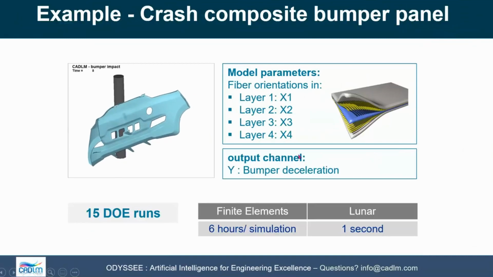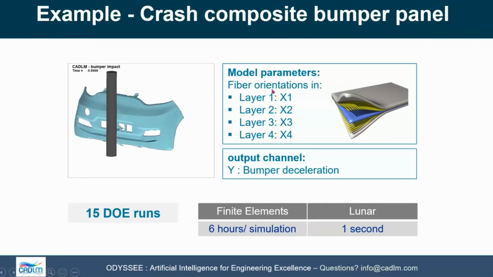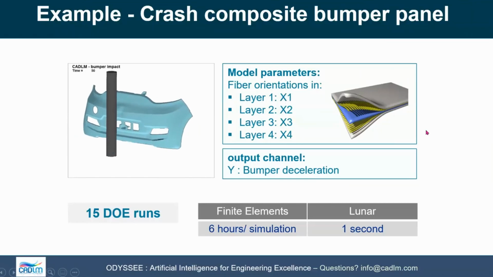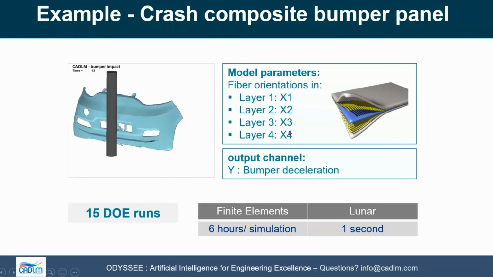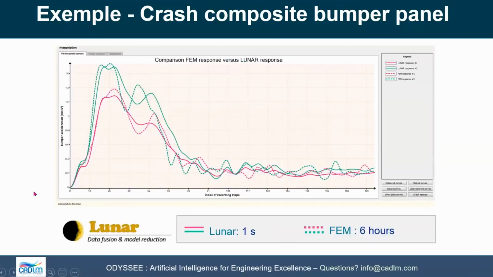Here we have reduced a 6-hour simulation into a 1-second simulation. That means if I want to optimize anything, we have here in this model 4 parameters per layer. It's a 4-layer composite bumper, where actually the thickness is the parameter. If I needed to do an optimization which needs 100 runs, for example, well, 100 times 6 hours is a lot, while 100 times 1 second, it's just 1 minute. And here you can see that the predictions are very well matching.